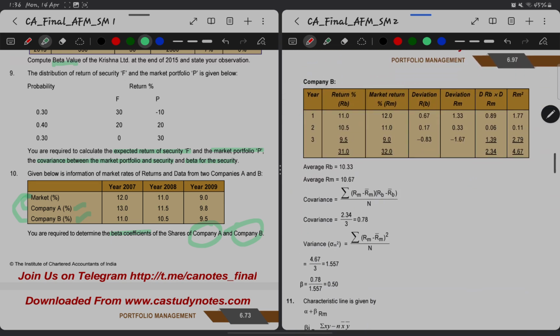Then going further for B also, same thing. So average return of B will be 31 by 3, 10.33, then 32 by 3, 10.67, and applying in the covariance formula, we are getting a beta of 0.5.